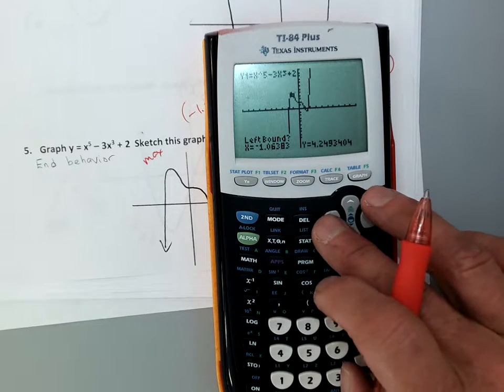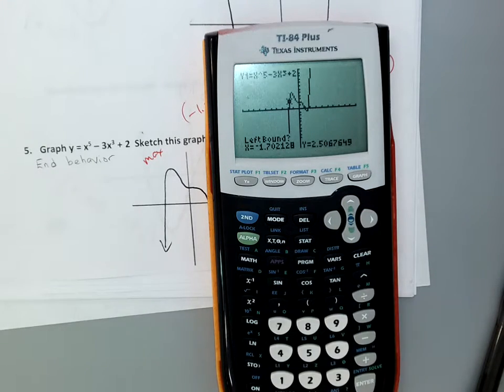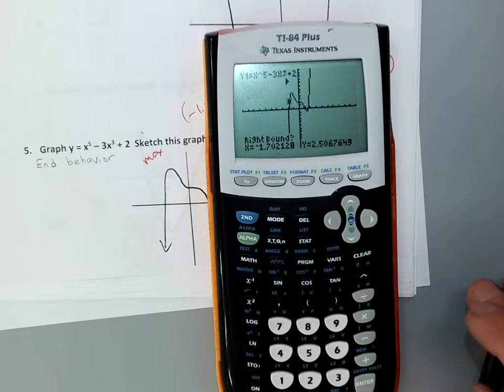Look, so it says left bound. So left of my maximum, I put a spot. I put a point left of my maximum. Does it matter where? Doesn't matter where, as long as you're left of it, okay? Push enter. So now I'm trying to tell the calculator where to look, right? This is right bound, okay?